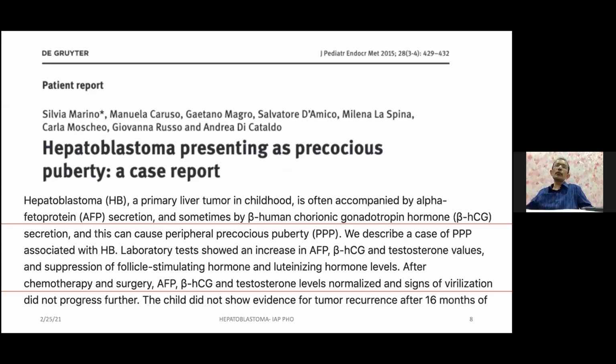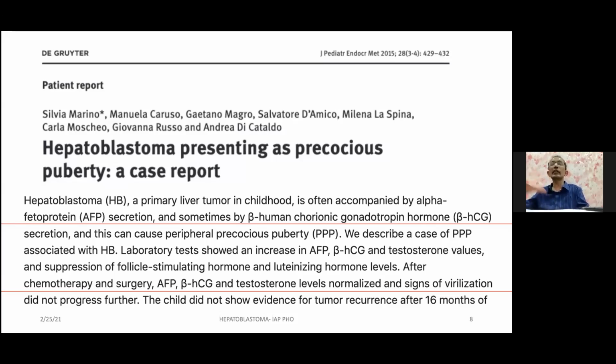or germ cell tumor, juvenile granulosa tumor of ovary, this all should come to your mind, but you should do AFP also for any precocious puberty. So 100 times if you see a precocious puberty, one will be hepatoblastoma. Of 100 hepatoblastoma, if you see, one will have a precocious puberty.